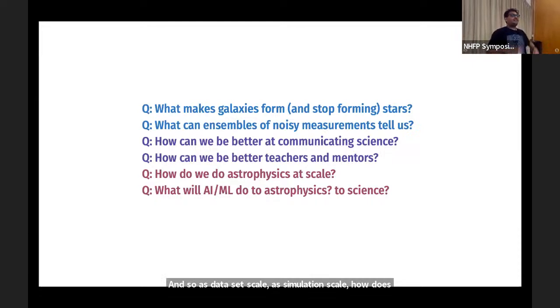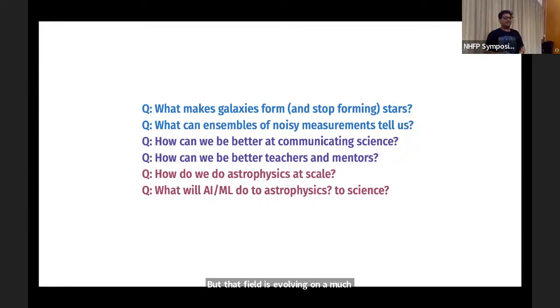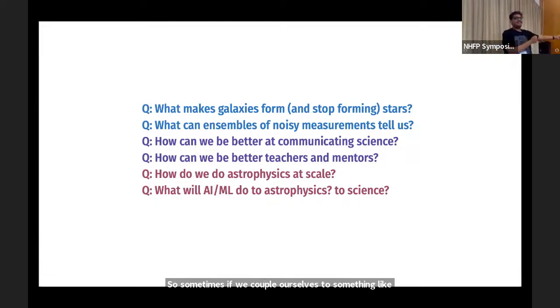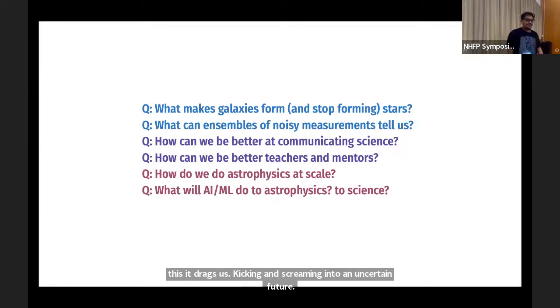And finally, if you look outside astronomy, we tend to use things in machine learning that sort of benefit our science. But that field is evolving on a much shorter half-life than we tend to do in astronomy. So sometimes if we couple ourselves to something like this, it drags us kicking and screaming into an uncertain future. So I tend to think a lot about what that does.